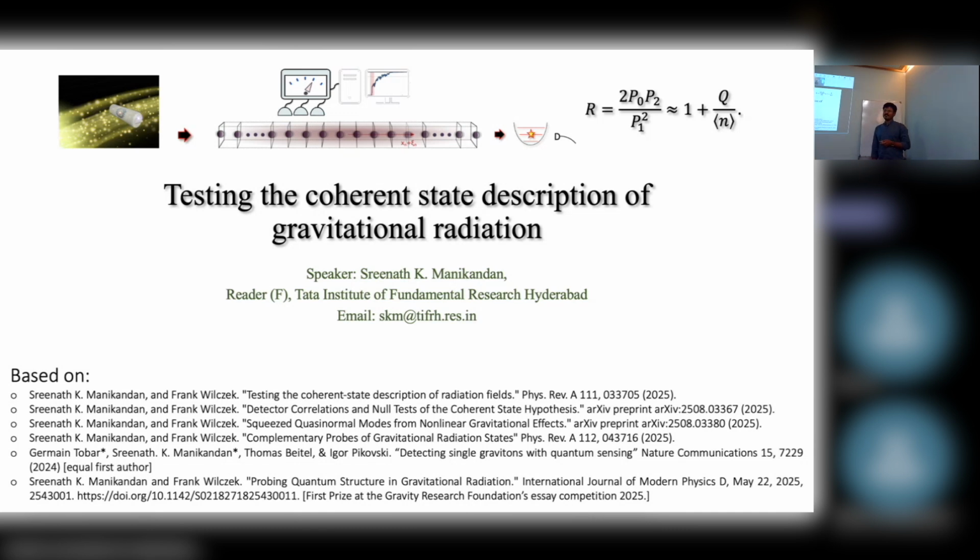So the talk I will present today is based on my recent works on testing the coherent state description of gravitational radiation. This is motivated by addressing the question of whether gravity has quantum mechanical characteristics, but we want to understand it from the point of view of how we learned whether light has quantum mechanical properties.